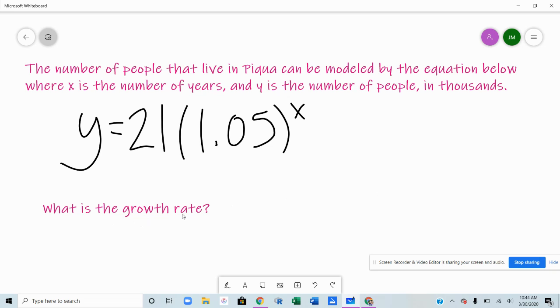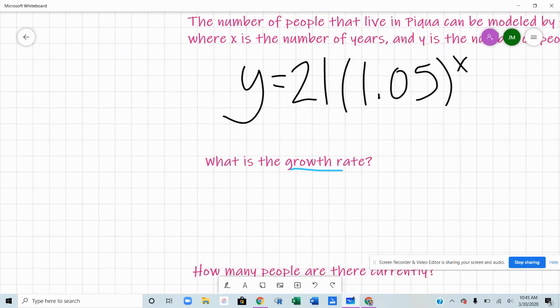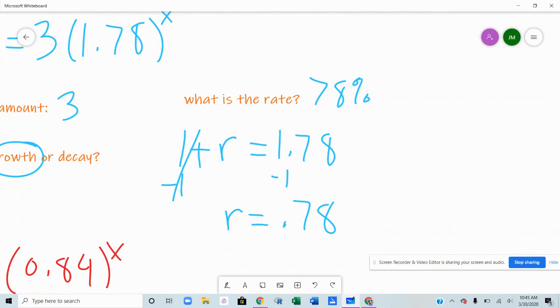So the first question I ask you is, what is the growth rate? Okay, so that question is what is the rate? It already tells you it is growth, but also you should be able to tell based on this number being greater than 1. So because it is growth, use that to find your rate. Just like we were doing over here, it's either 1 plus the rate or 1 minus the rate equals your number.